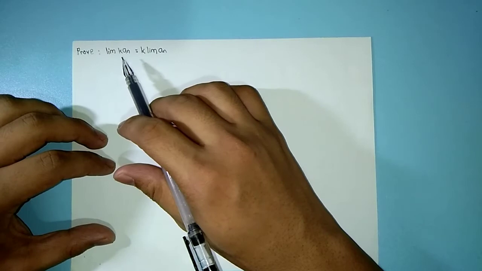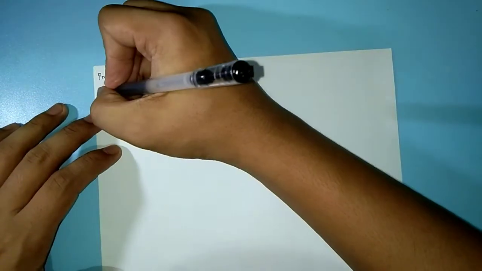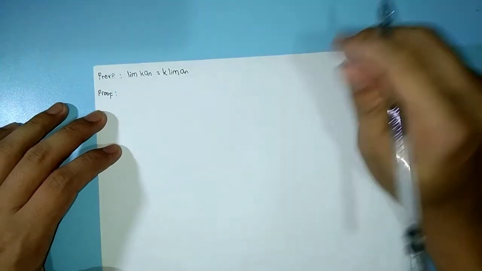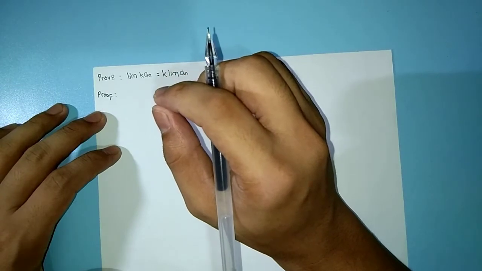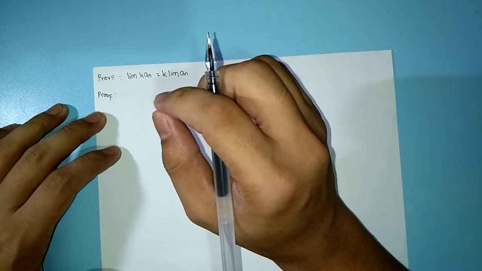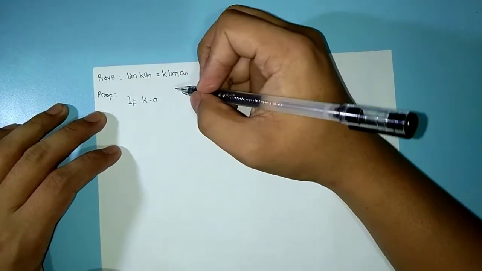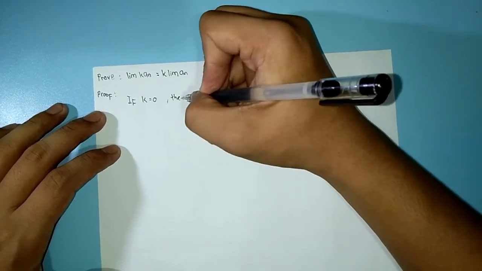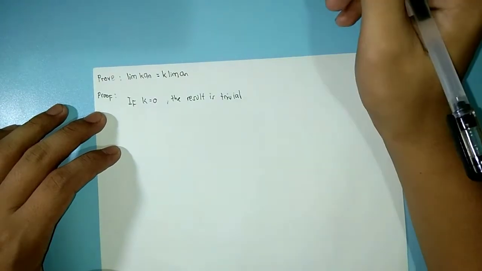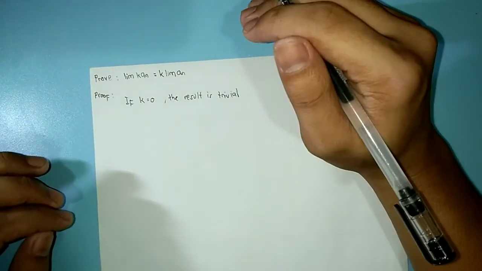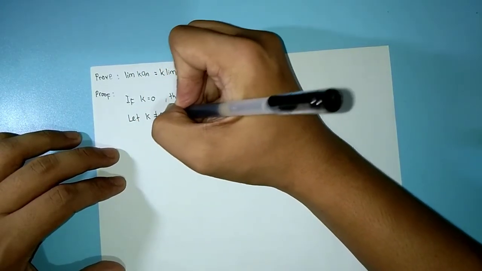Limit of k times a sub n is equal to k times the limit of a sub n. So, for our proof, okay, so meron tayong dalawang case dito. Yung first case, yung k ay 0, tapos second case, k is non-zero real number. So, if k is 0, wala tayong problema dito. Kasi yung resulta niya, trivial lang. So, the result is trivial. So, dun tayo sa non-zero k. So, let k be not equal to 0.